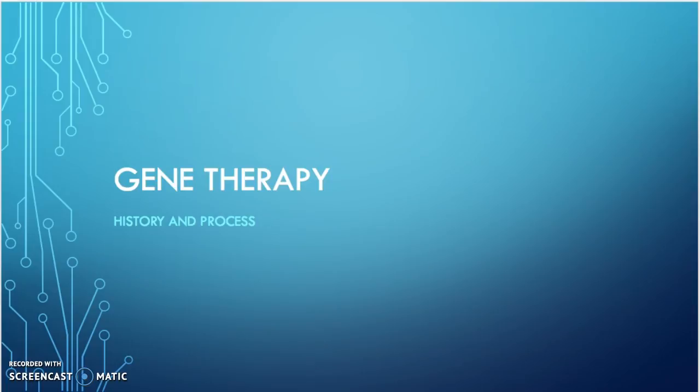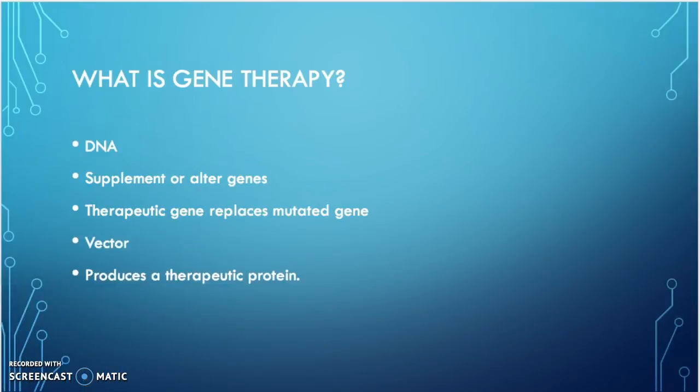So, a little bit about gene therapy. Gene therapy is basically the use of DNA as a pharmaceutical agent to treat a disease. It gets its name from the idea that DNA can be used as a supplement to alter genes within an individual cell as a therapy to treat that disease. The most common form of gene therapy that we use today involves using DNA that encodes a functional therapeutic gene in order to replace a mutated gene within the nuclear DNA of the individual.